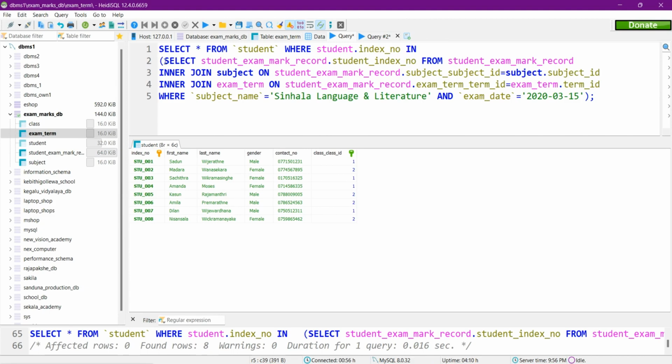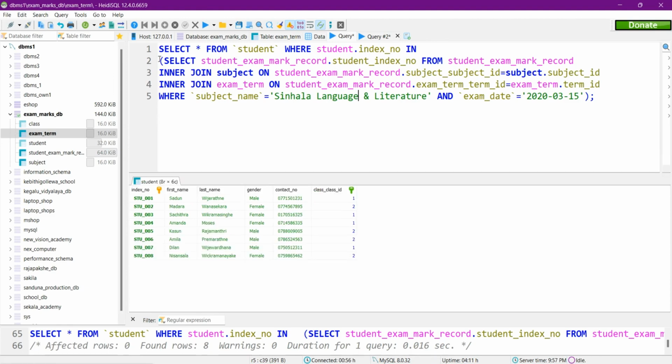And then I have joined a subquery using the keyword in. In that subquery, I have connected the student exam mark record table with the student table. Through this subquery, I have told that we need to find the students whose student index number in the student exam mark record table should be the same as the index number in the student table. We have joined two tables through that subquery.